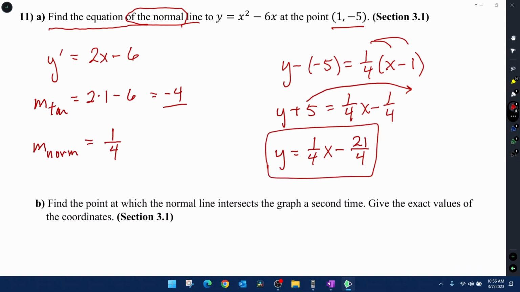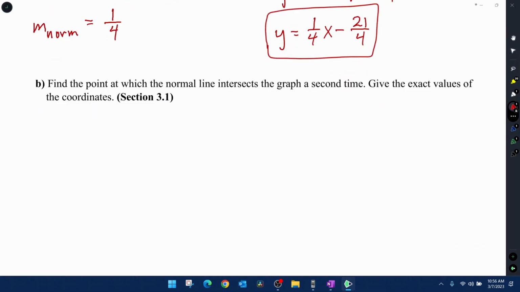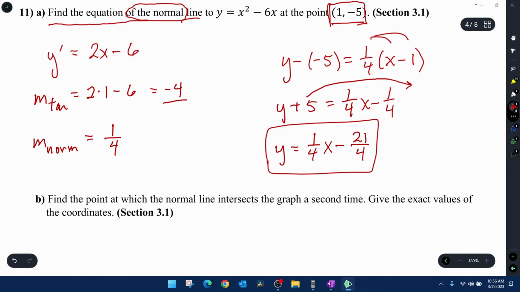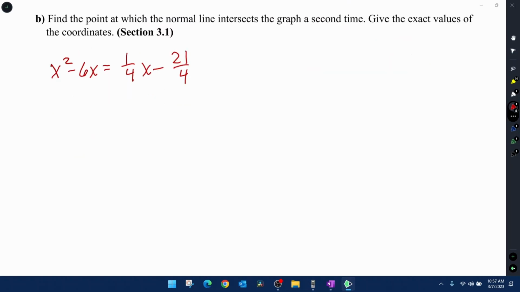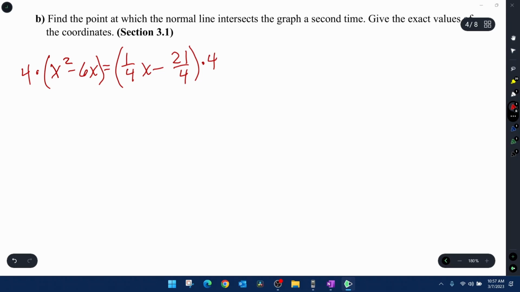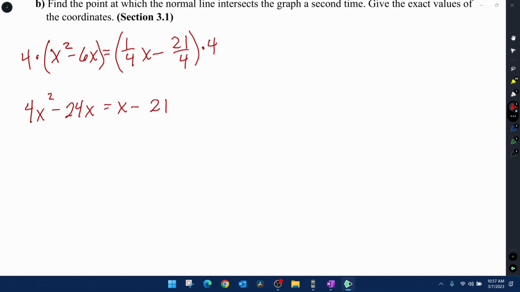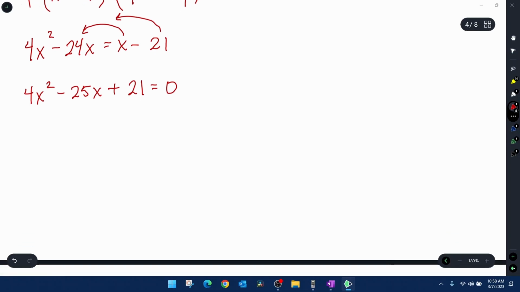And then part B, find the point at which the normal line intersects the graph a second time. So I want to set the function equation equal to the normal line equation, and then solve for x. So multiply the left-hand side by 4, multiply the right-hand side by 4. So let's move the x and the 21 over. And does that trinomial have any common factor that I can factor out?